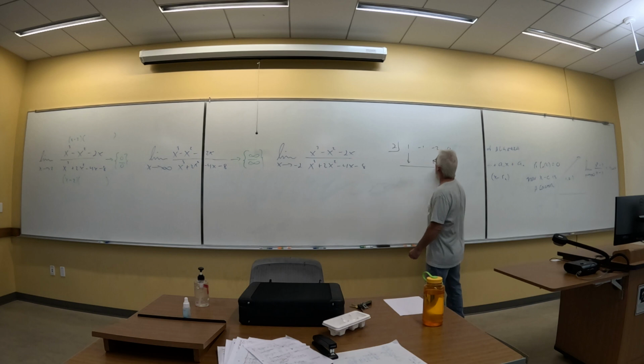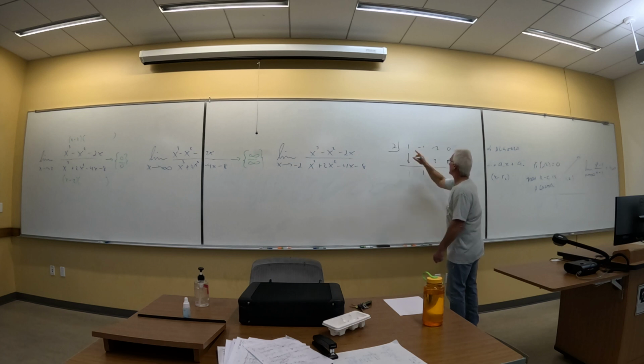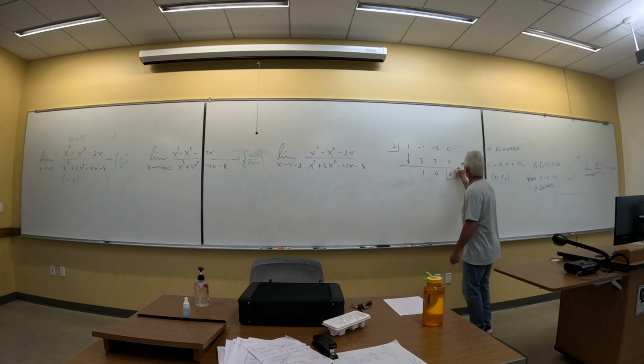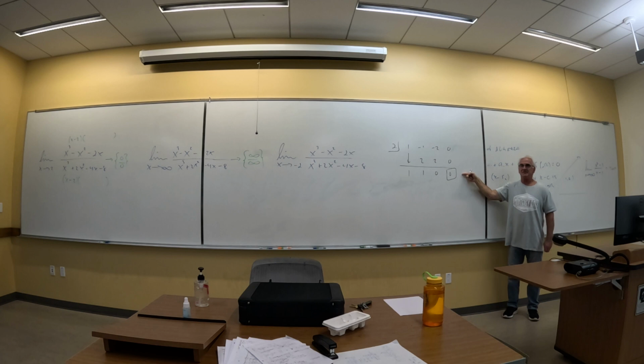Now, remember, bring it down and now multiply, add. 2, add them. 2, add them. 0, add them. What does that mean? That means I have 0 remainder. That's a good thing. Agreed?